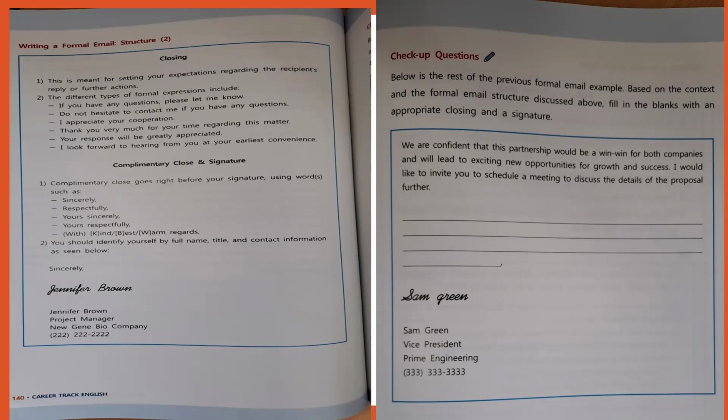Complimentary close and signature. Number 1. Complimentary close goes right before your signature using word or words such as sincerely, respectfully, yours sincerely, yours respectfully, with kind or best or warm regards. You should identify yourself by full name, title, and contact information as seen below. So here's an example. Sincerely, Jennifer Brown. That's the signature, and then the information. Jennifer Brown, project manager, New Gene Bio Company.